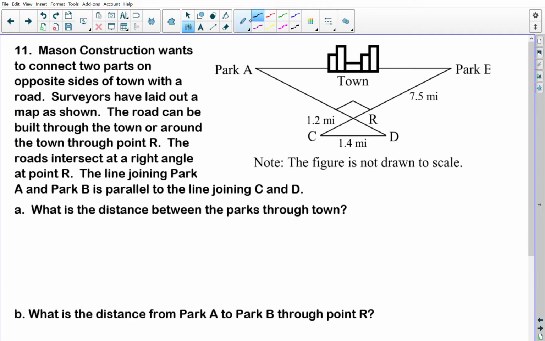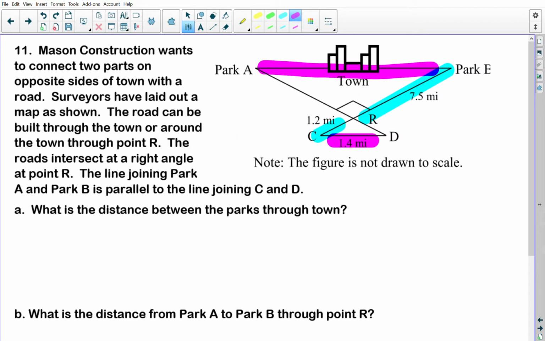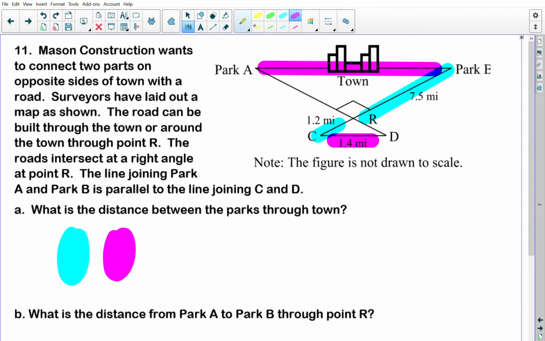So we're going to highlight the corresponding parts of this picture. We have these two pieces, and then we also have this piece going right through the town. I'm going to use my highlighters to help me set up that proportion. So I have the blue one. Okay. And then I'm going to set up my proportion.